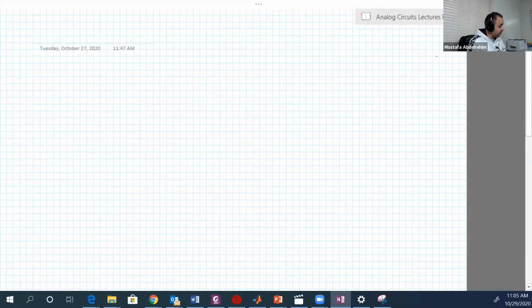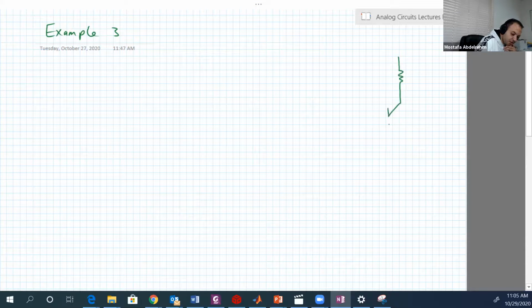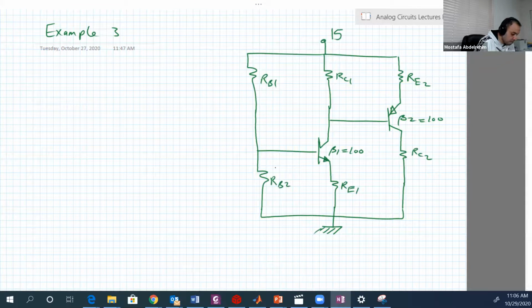Okay, let's have a bigger example. Example 3. So we'll now combine both NPN and PNP transistors in the same circuit. And again, we want to solve it and find all the currents.